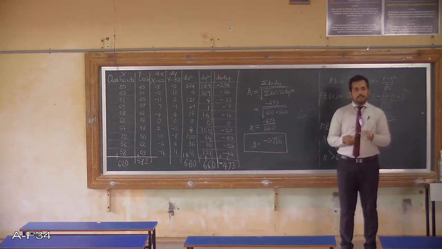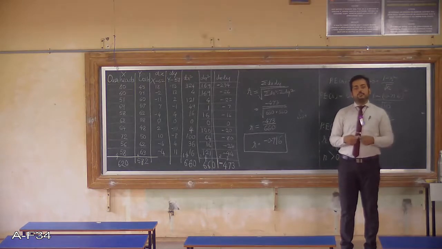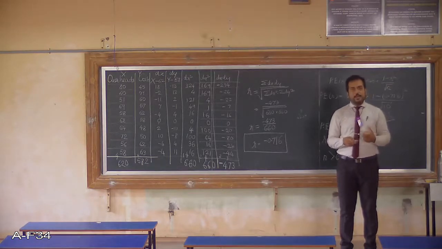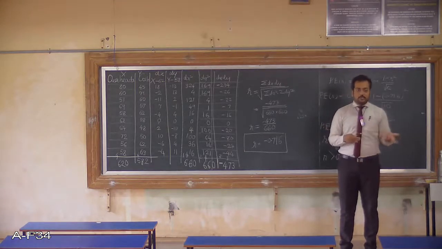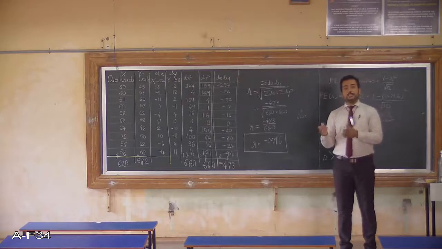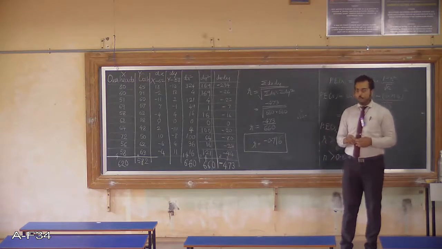If it is also asked to check whether the value is significant or not, then we have to calculate its probable error and compare. If r is less than the probable error, then it is not at all significant. If r is greater than 6 times the probable error, then it is highly significant, and in other cases nothing can be concluded. Okay, so hope you have understood this.